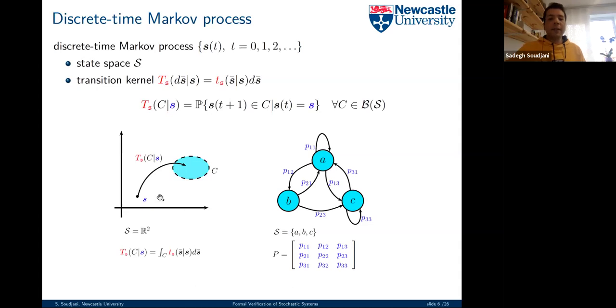But in the continuous state space, we need a transition kernel. We cannot assign probability to points in the state space, to elements of the state space, but we have to assign probability to subsets of the state space. So you can think of Markov processes as an extension of Markov chains over continuous spaces.